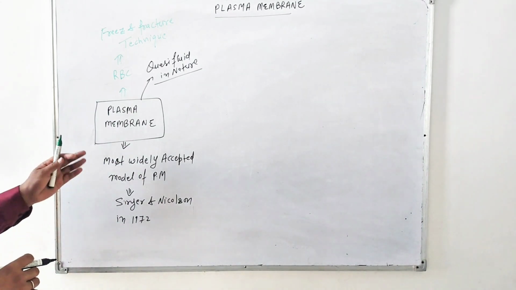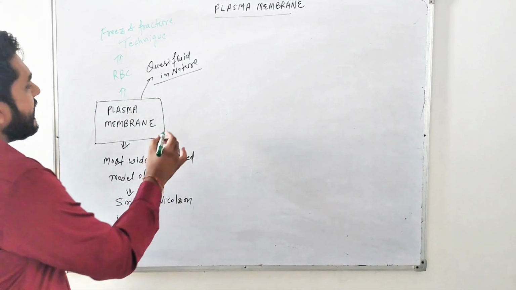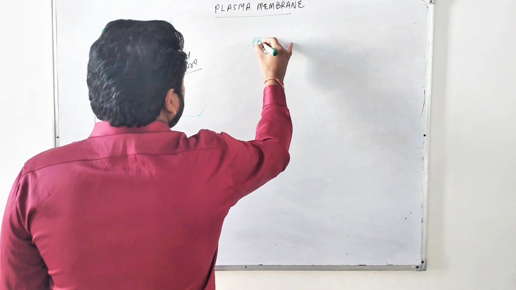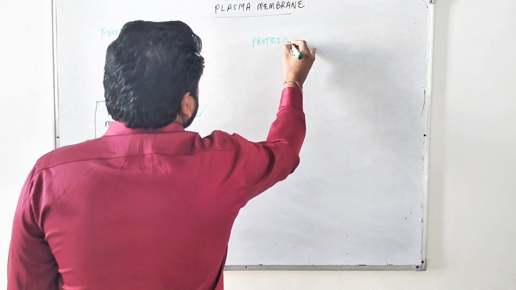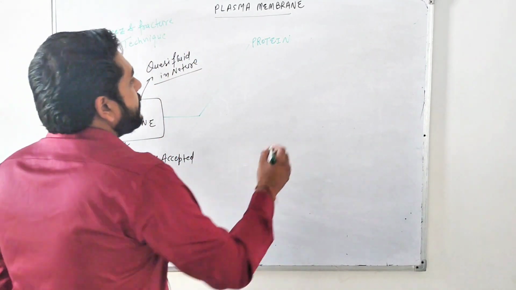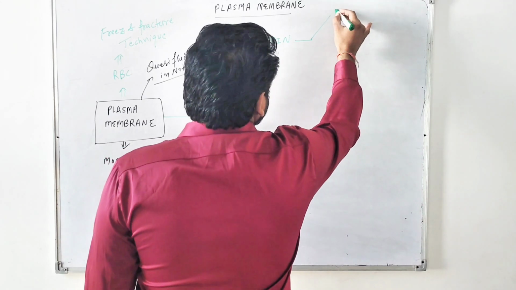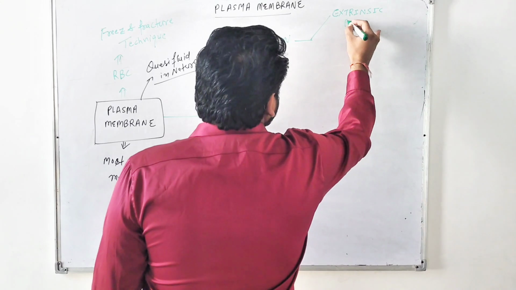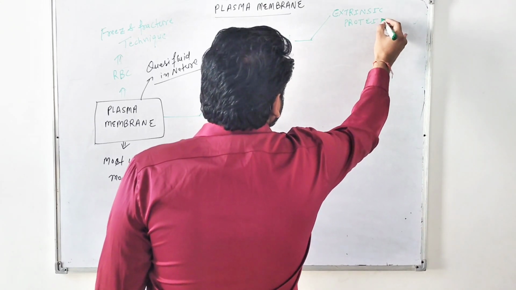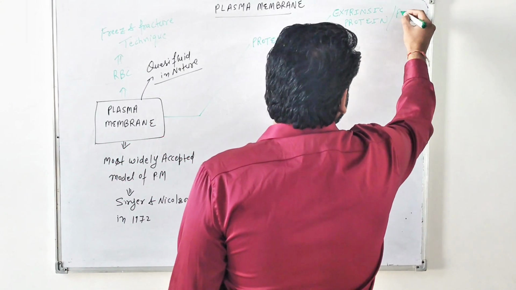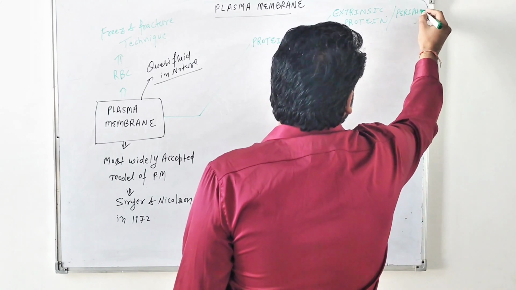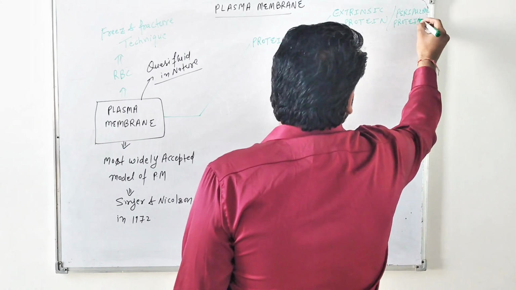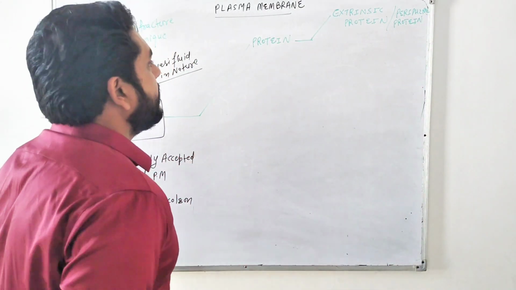Okay. So if I talk about the plasma membrane, it basically has three things. The first thing that you will see over there is protein. First one will be what? Protein. And the protein will be of two types. One is extrinsic protein, or you can call it peripheral protein. These extrinsic or peripheral proteins are present on the surface of the membrane.